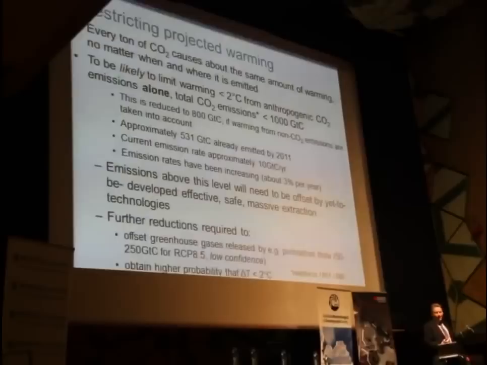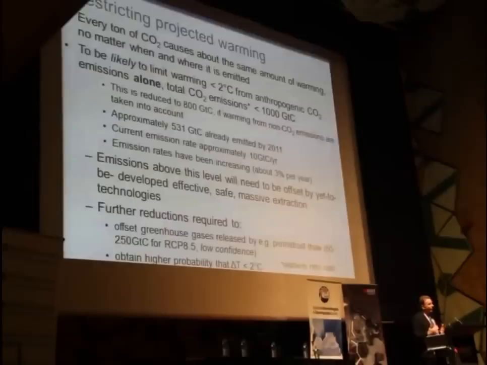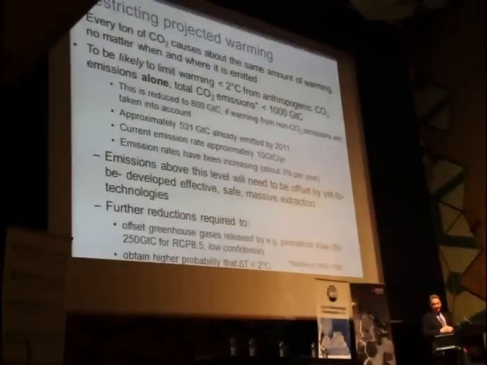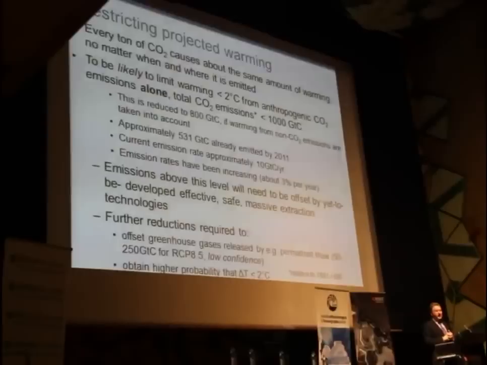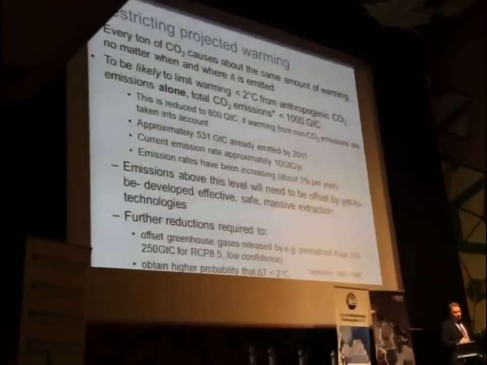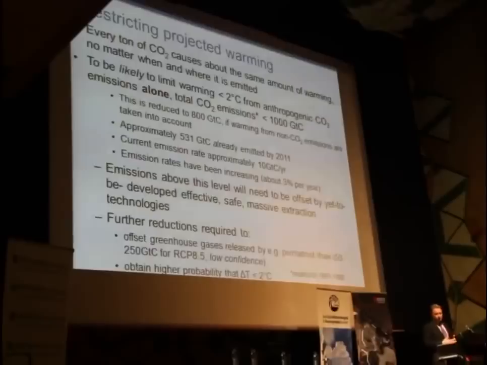Of course, the situation is not quite as simple as that, because this simple formula doesn't take into account some of the other greenhouse gases. So this number could be as low as 800 gigatons of carbon. You think, well, what's a gigaton? How does that relate to what we've already done? Well, since the Industrial Revolution, we've already emitted approximately 531 gigatons of carbon. So in other words, more than half.